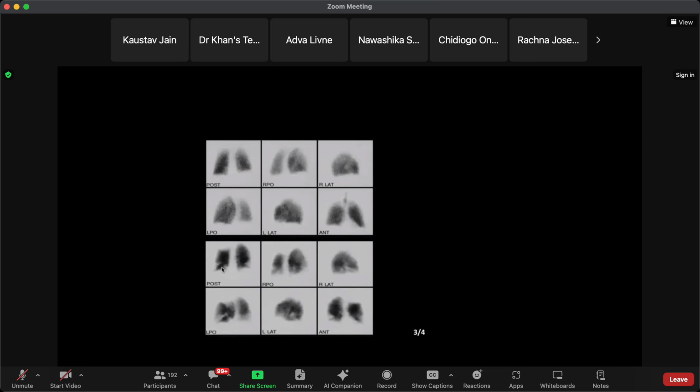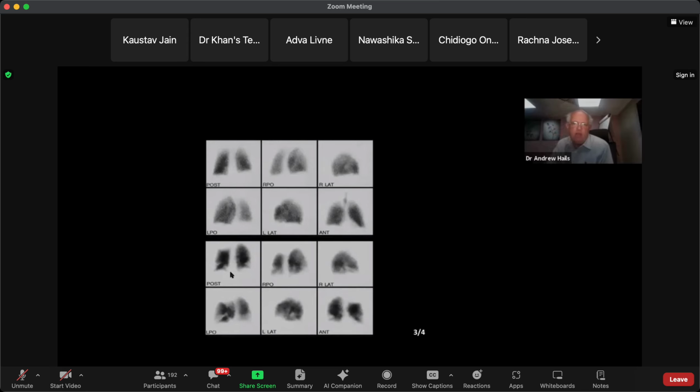So basically, we've got not just one segmental defect, we've got more than one segmental defect. Just one segmental defect would basically be a low probability scan. But when you've got more than one segmental defect, that makes it very likely to be a pulmonary embolism.